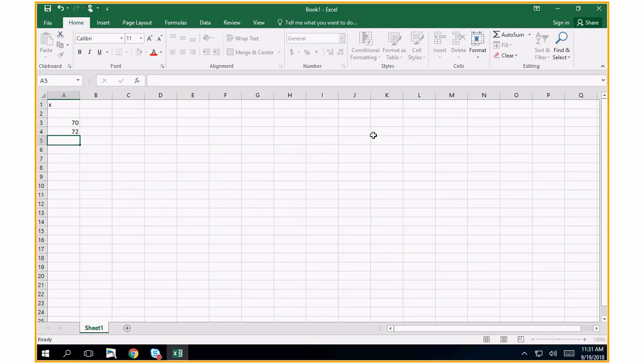70, 72, 75, 78, 80, 85, 92, 95, 98, and 102. Let's see how many that is. 1, 2, 3, 4, 5, 6, 7, 8, 9, 10. Let's put in 11 and make it a 65. Okay, go ahead and find all the information you need to find on those numbers.